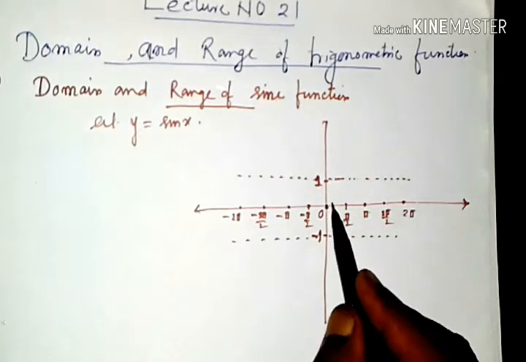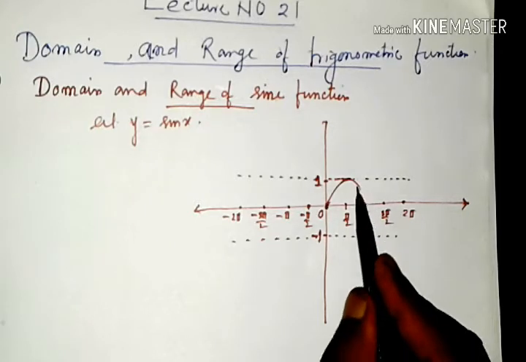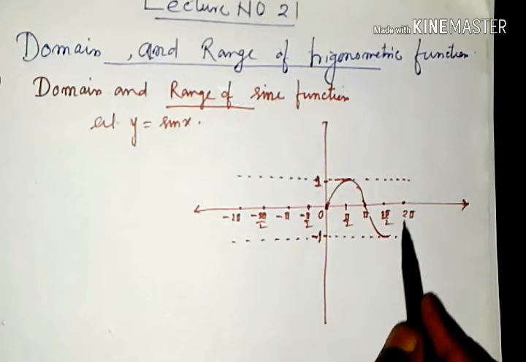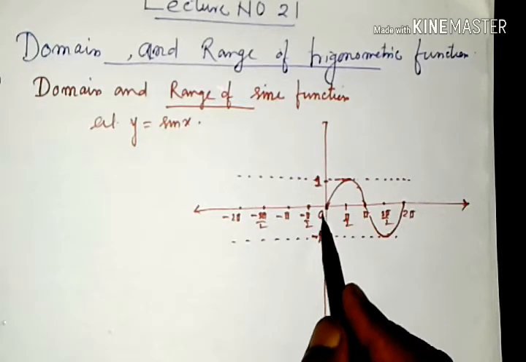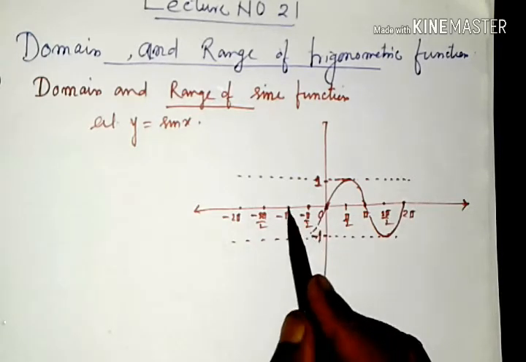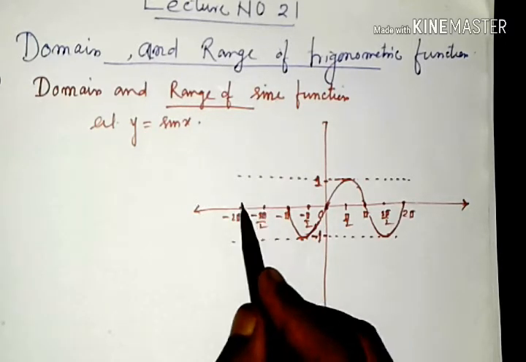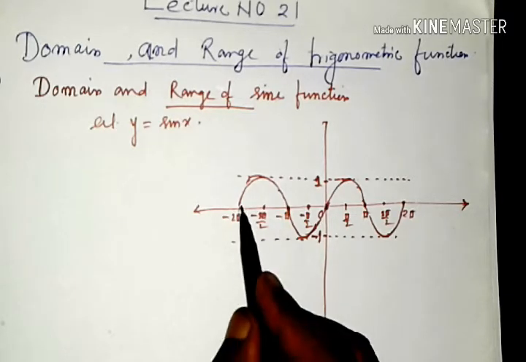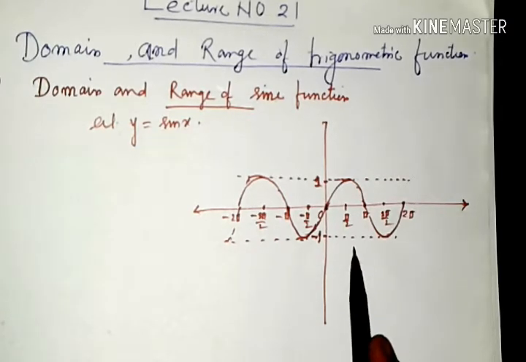At x is equal to 90 degree, this is maximum. At pi, this is also 0. At 3 pi by 2, it is minimum. At 2 pi, it is also 0. At minus pi by 2, it is minimum. At minus pi, it is 0. At minus 3 pi by 2, it is maximum. And in this way, this is the graph of the sine function.